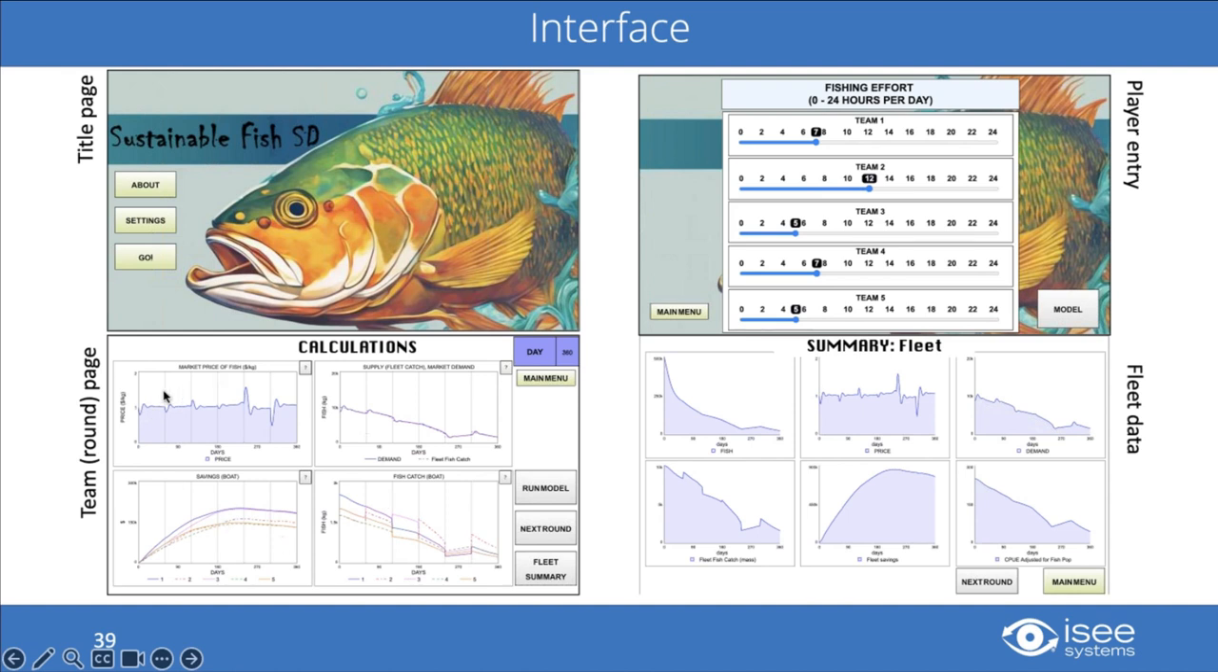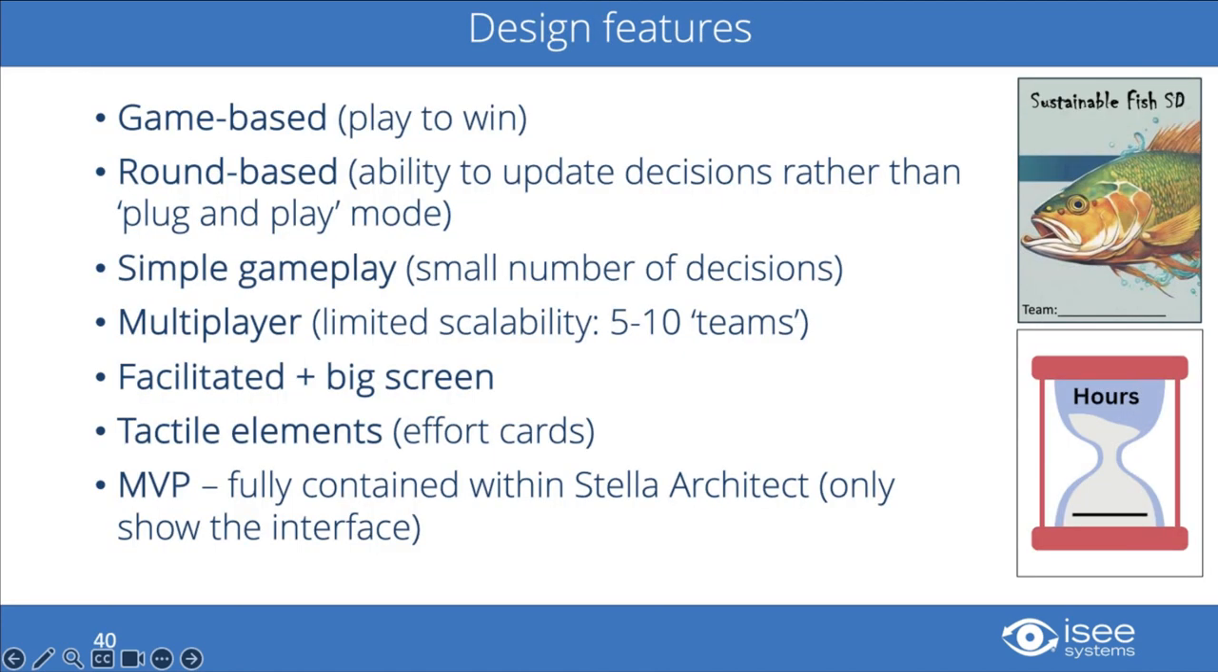The bottom left is what we see during the gameplay. These are the rounds. You can see these vertical lines. And at the end, I can open up the page and say, this is how you went overall.